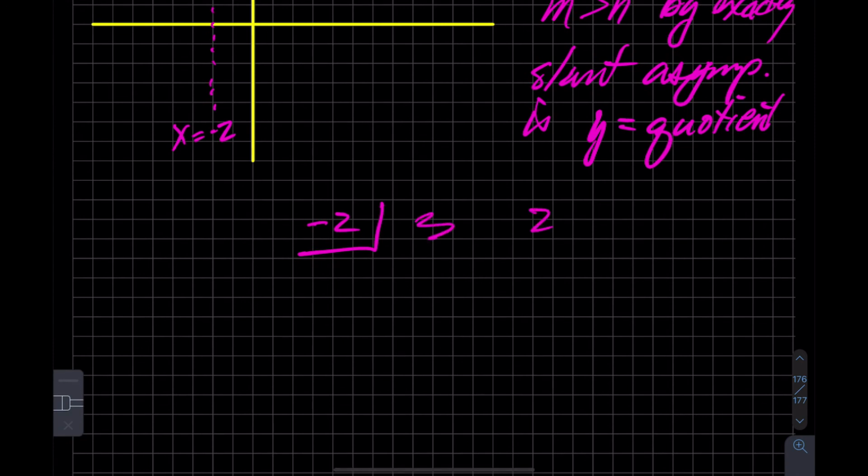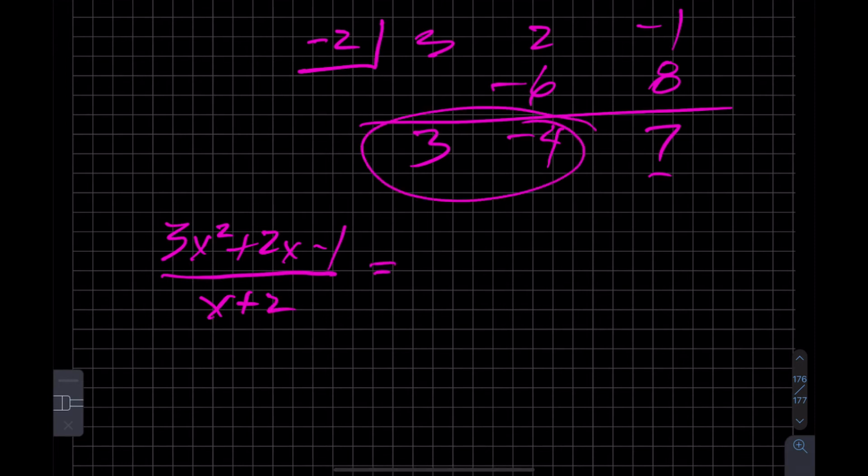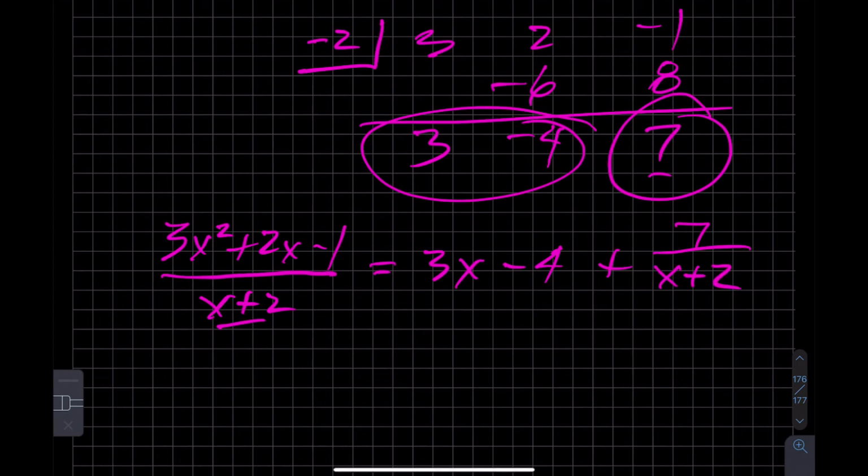We'll do it quickly because I already did it once before. So 3, that's negative 6, and that's negative 4, and that's 8, and so that's 7. I have a remainder of 7. So let's look at the division algorithm. I have 3x squared plus 2x minus 1 divided by x plus 2, and that is equal to this quotient, right? 3x minus 4. My remainder is 7 over that divisor.